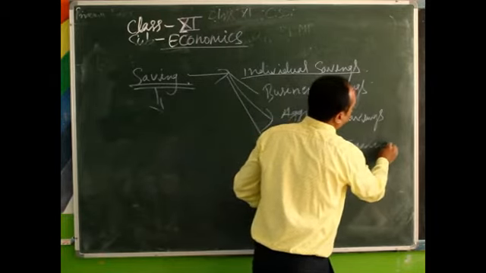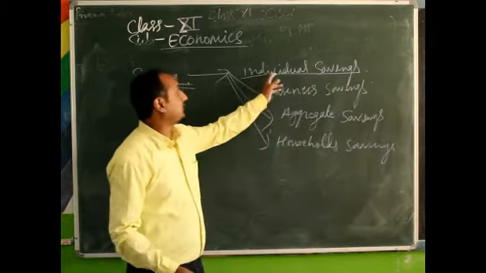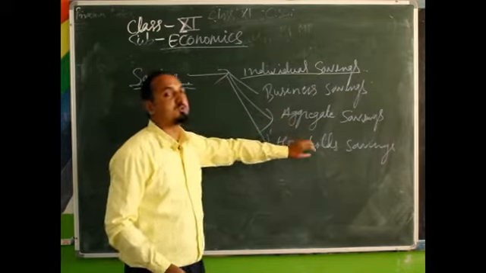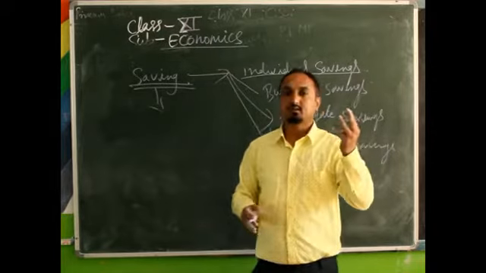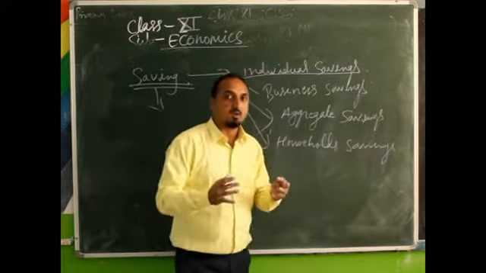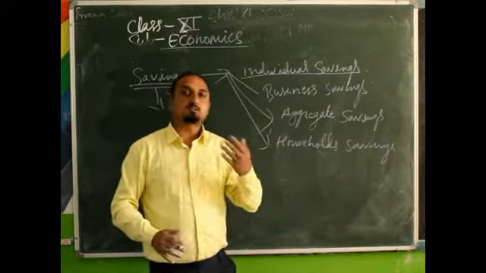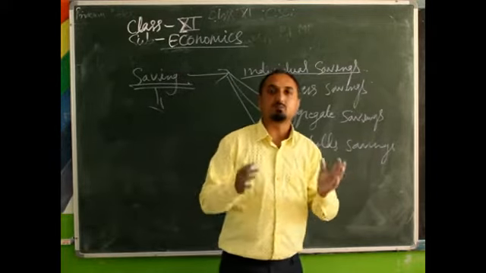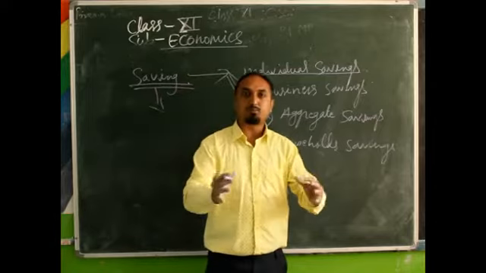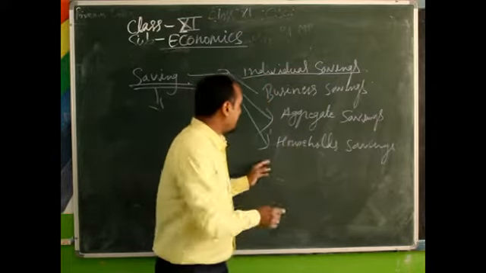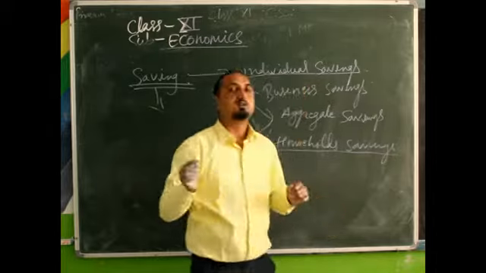We can consider one more type of saving, that is household savings. I forgot to mention this. After individual savings, we come to household savings. Household savings means, suppose in one family three members are earning income. After the consumption, the spending, the monthly expenses, whatever income is left or remains with those three persons in our family will be included in the household savings.